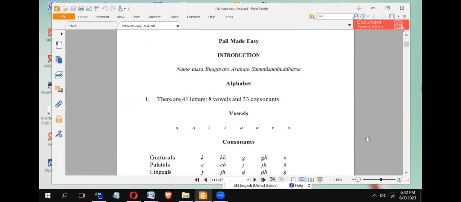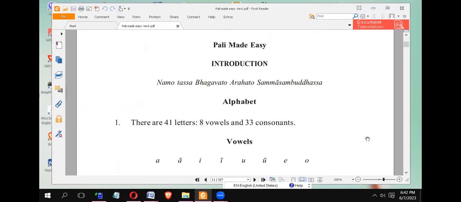There are 41 letters, and then 8 vowels, and how many consonants? I think some of you need to mute first. Yeah, please mute.